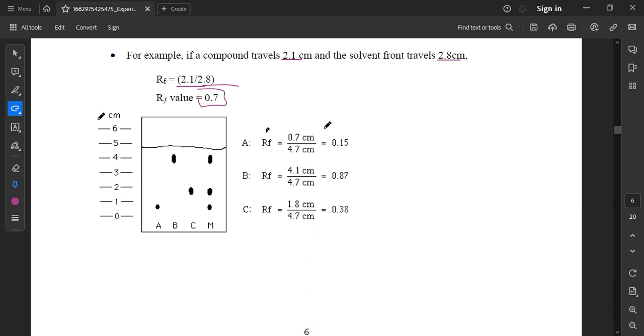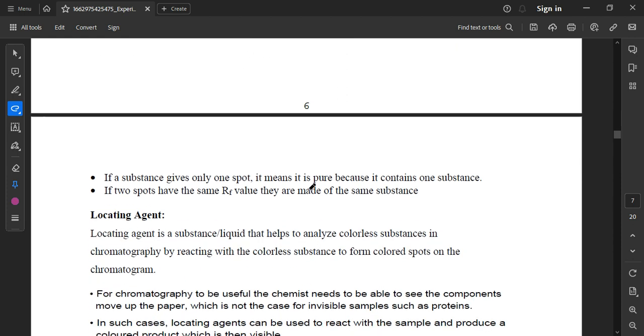Here this is an RF, so you can find the RF of A, B, C, and M, and then find the components. Let's move on.